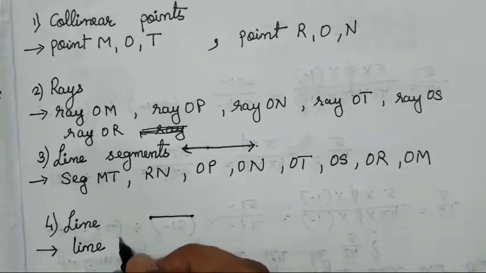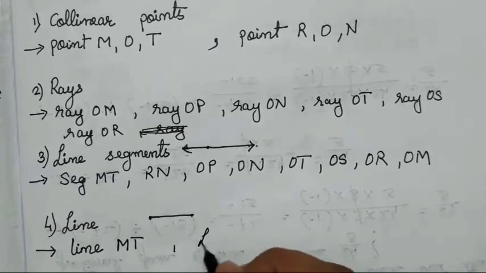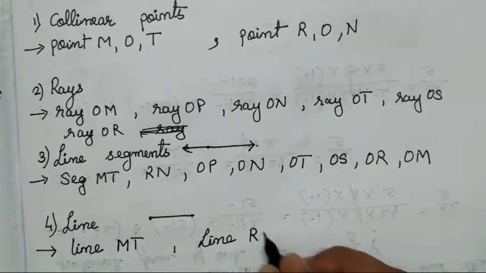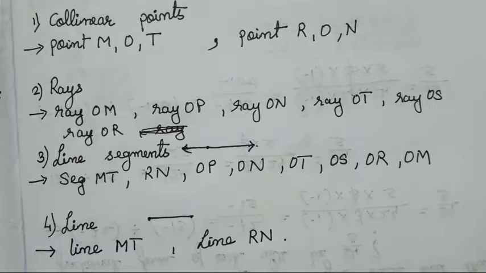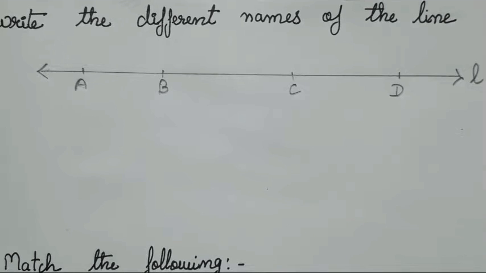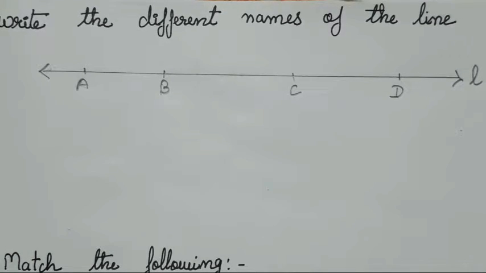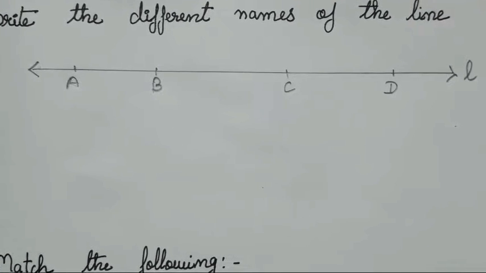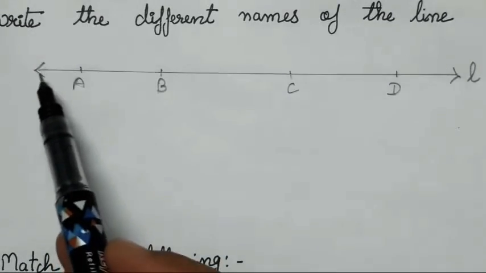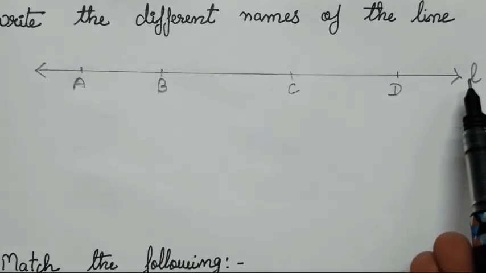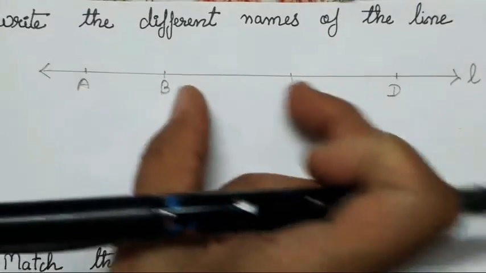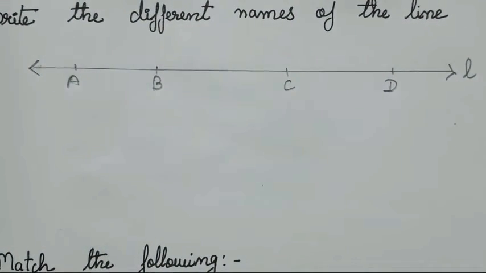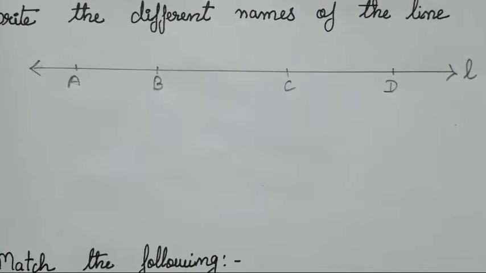So line MT and line RN are the lines. Write the different names of the lines. Now over here also we have to write the different names of the line. So over here a single line has been given which is known as L. But from this section also we have to find the different names of the lines and write.